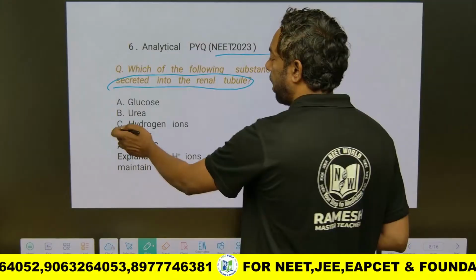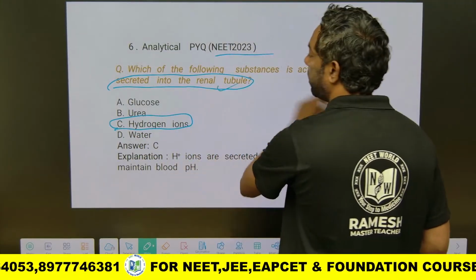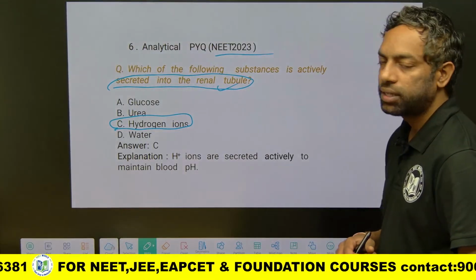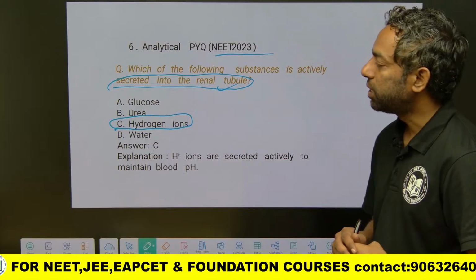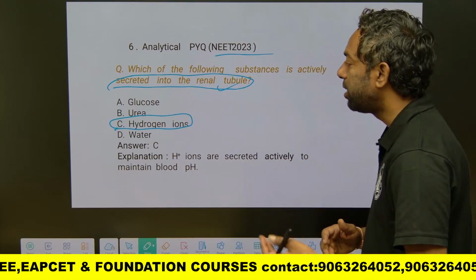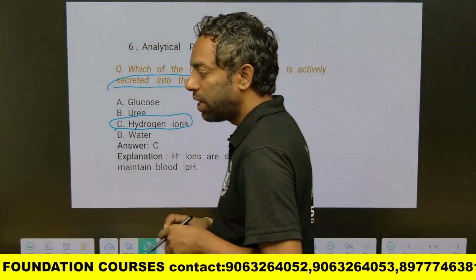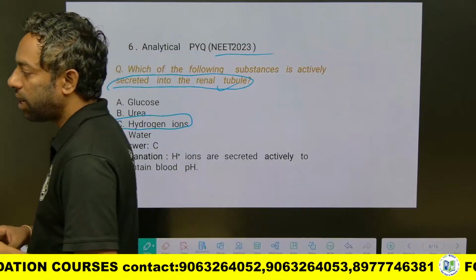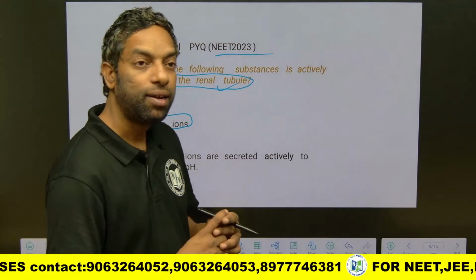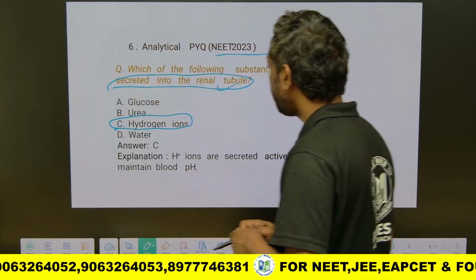Hydrogen ions are actively secreted. In the PCT part they can be secreted, in the DCT part also. Hydrogen ions are secreted in the PCT and DCT as well, everywhere, and there is absorption also. Okay, yeah.